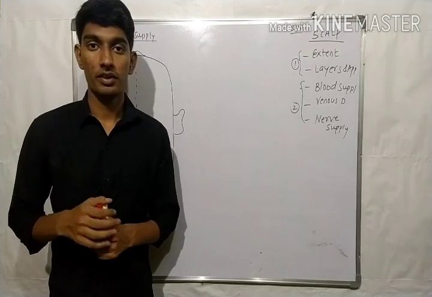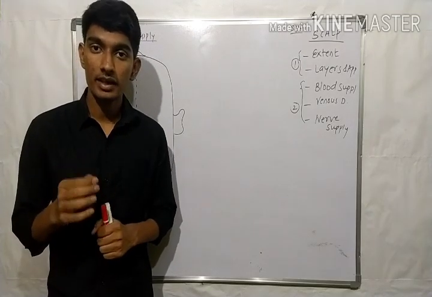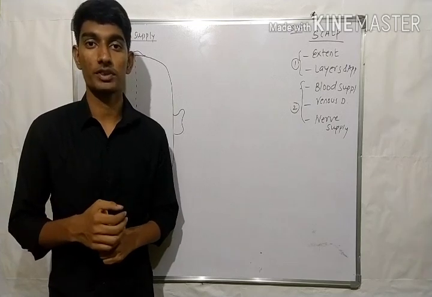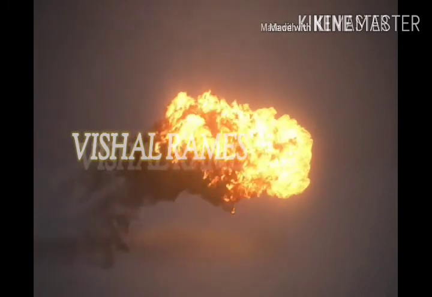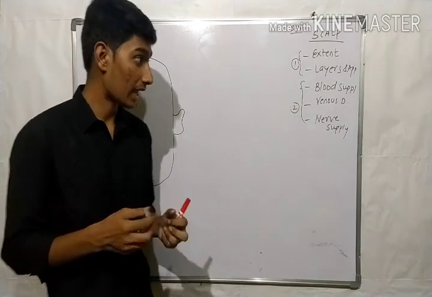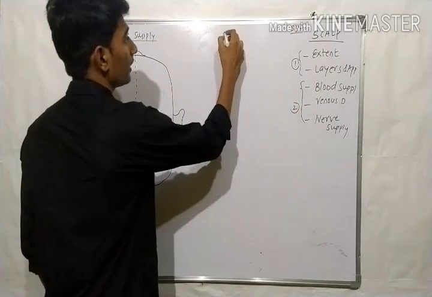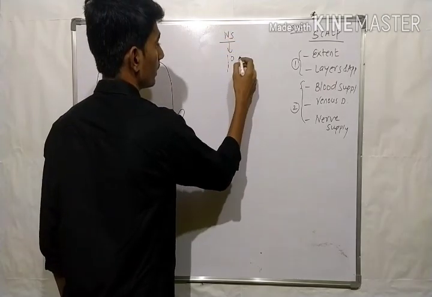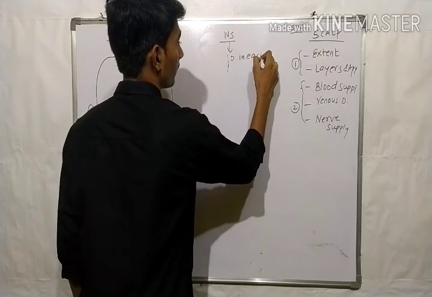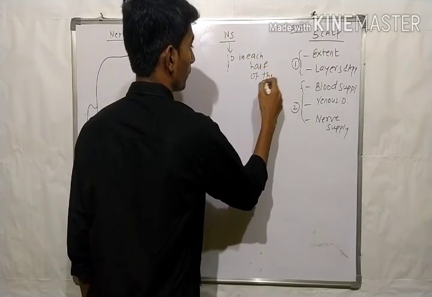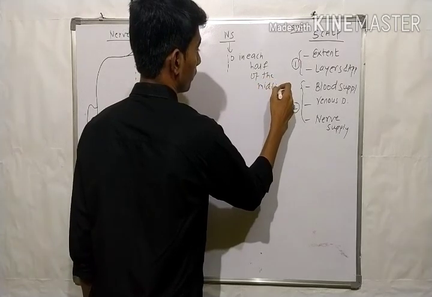Hello everyone, after discussing the extent and layers of scalp, now we will discuss the nerve supply of scalp. The nerve supply of scalp is by 10 nerves in each half of the midline.